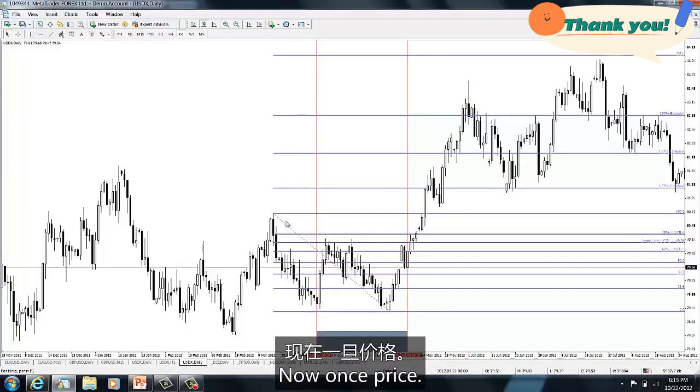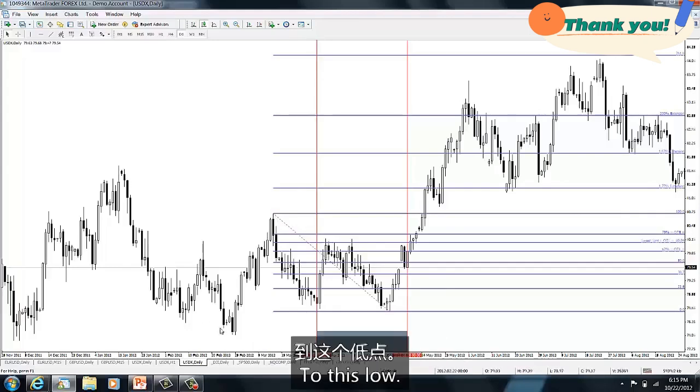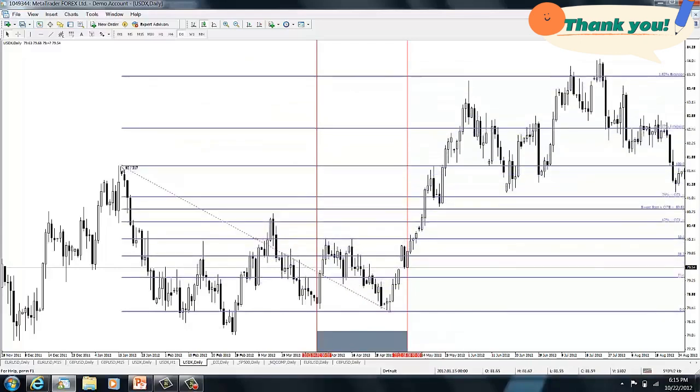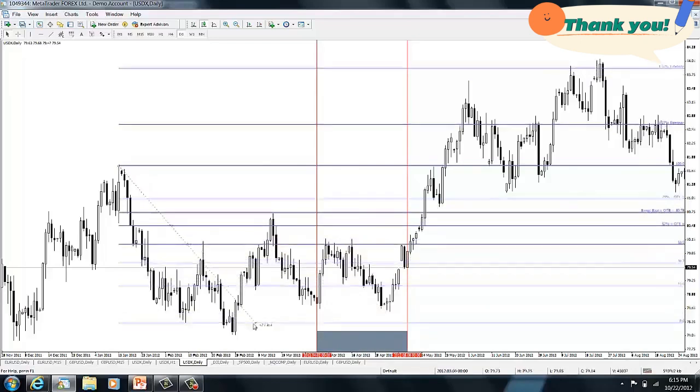Okay, now once price broke above this high, this swing, okay, is fine. You can still use those targets, but we've got to go to the left side of the chart and look at the larger magnitude price swing that we're working within. So this high to this low. So we would use our fib tool from that high and pull it down to the lowest low in that fractal.